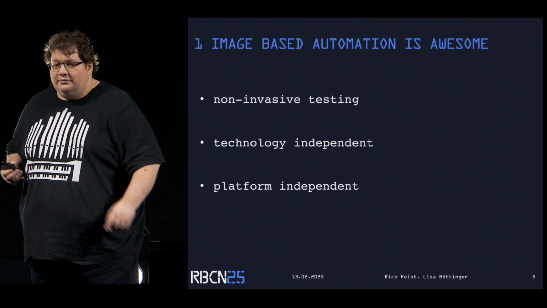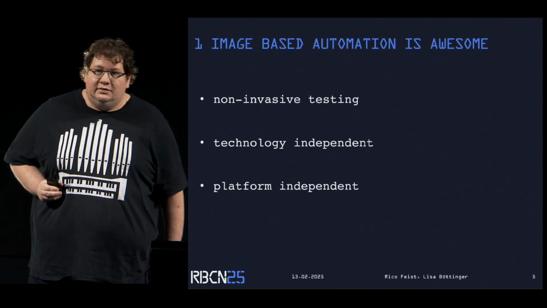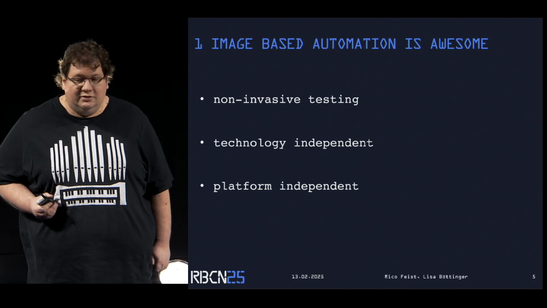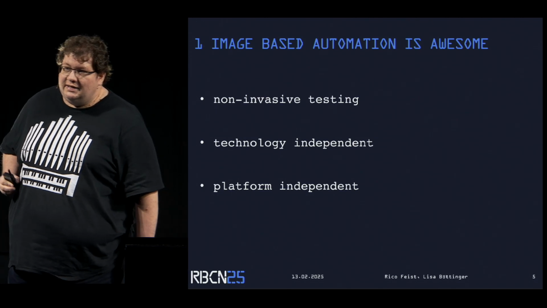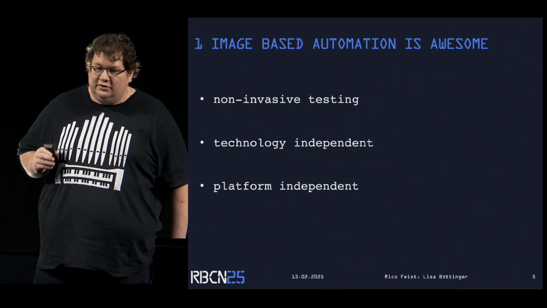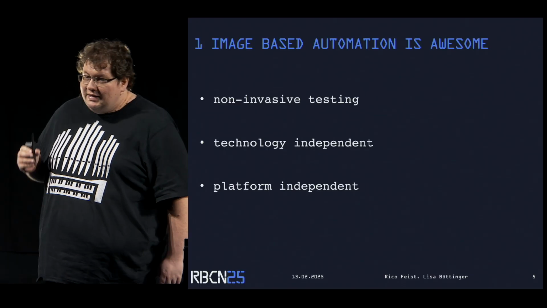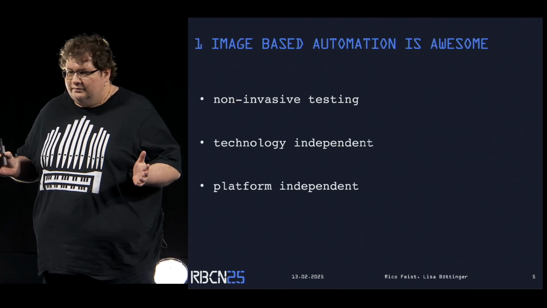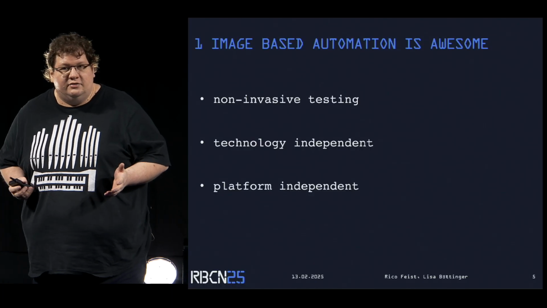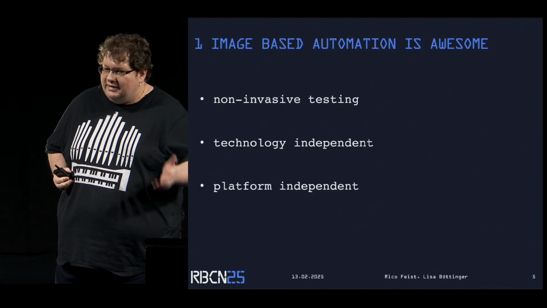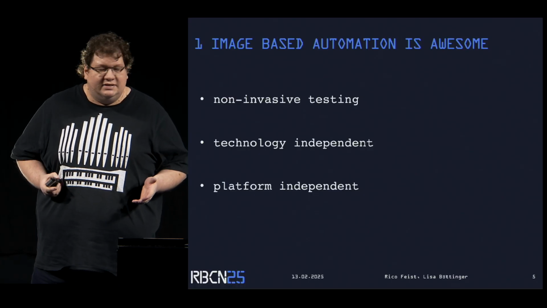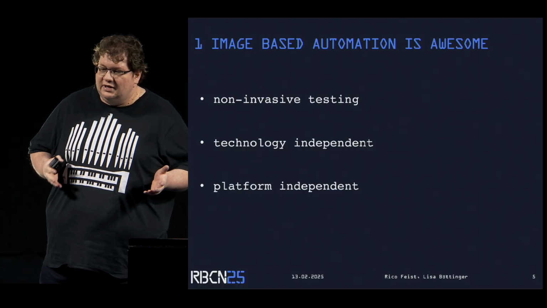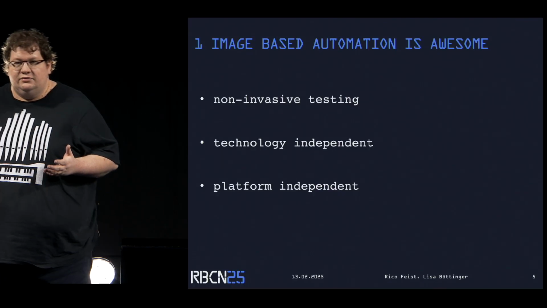So, where do we come from? We did our test automation with image-based test automation, and I stand by that statement. Image-based automation is awesome. It's non-invasive, so all you need is an RDP or VNC server. It's technology independent. It does not matter if the app you test is Java or .NET or whatever, so you can access things other tools can't.